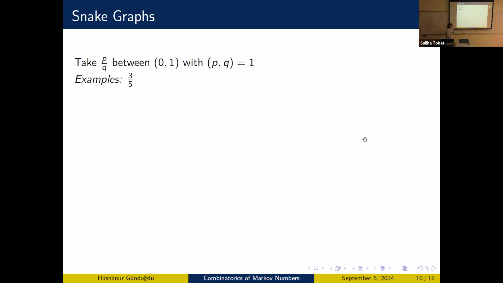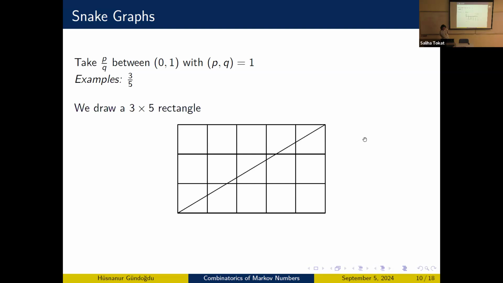And now we'll examine the combinatorial relation between Markov numbers and domino graphs. But before defining domino graphs, we have to define snake graphs. So let's take a rational number p over q between 0 and 1, where p and q are relatively prime. For example, let's take 3 over 5.